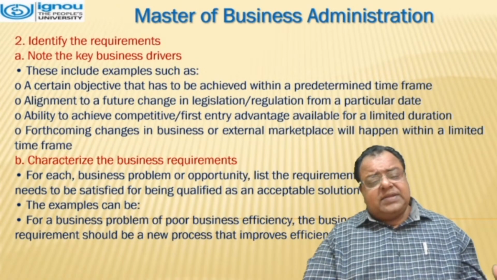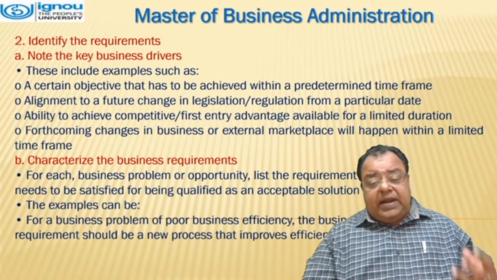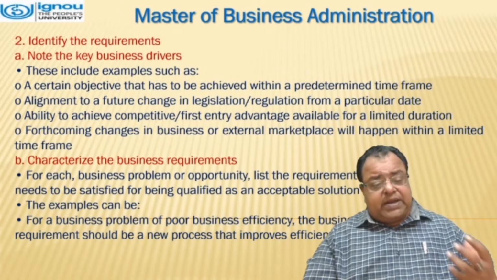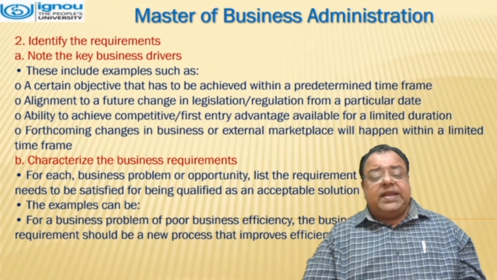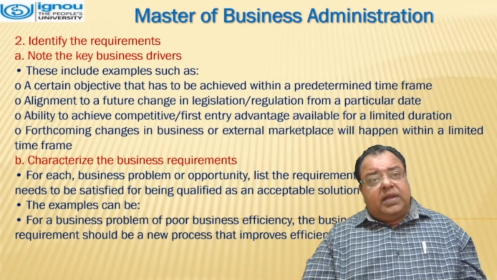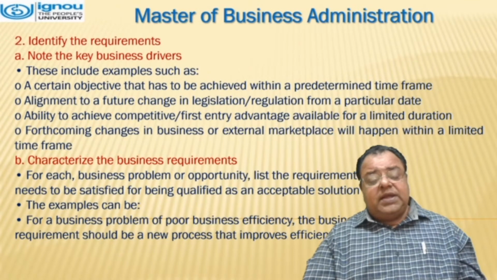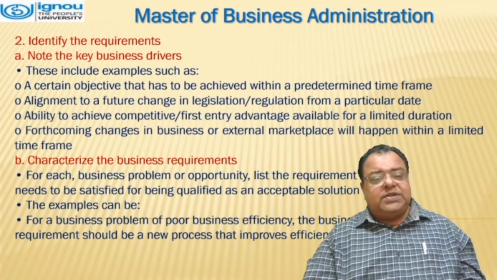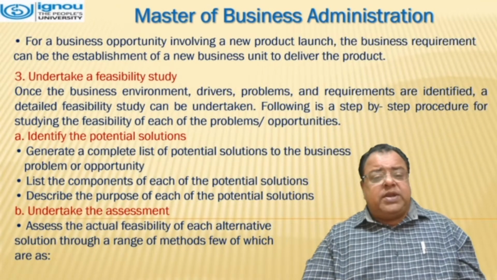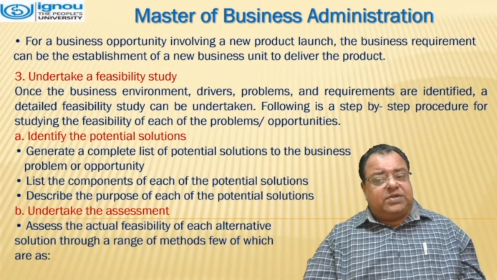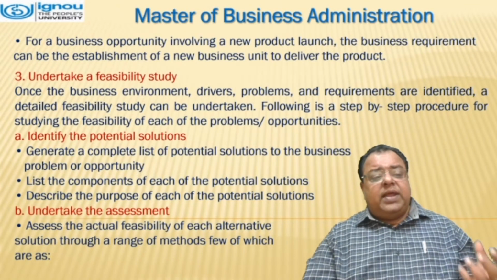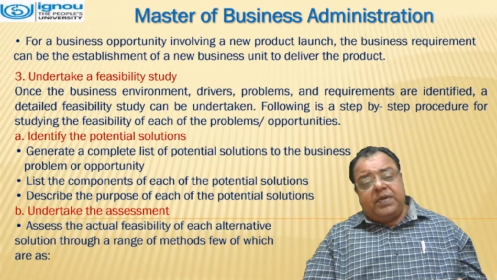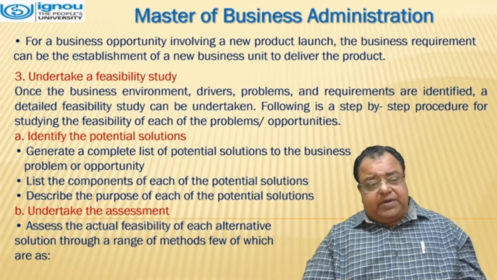Second one is to characterize the business requirement for each business problem or opportunity. List the requirements that need to be satisfied for being qualified as an acceptable solution. The examples can be, for a business problem of poor business efficiency, the business requirement should be a new process that improves efficiency. And for a business opportunity involving a new product launch, the business requirement can be to establish a new business unit to deliver the product.